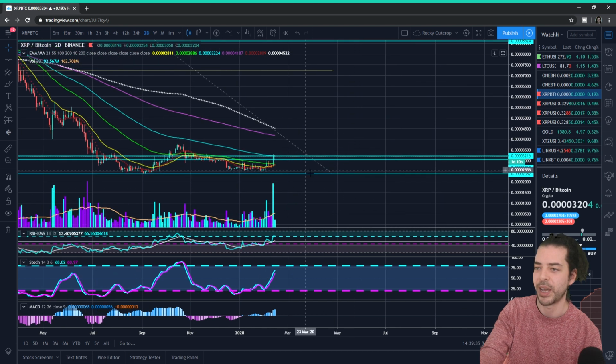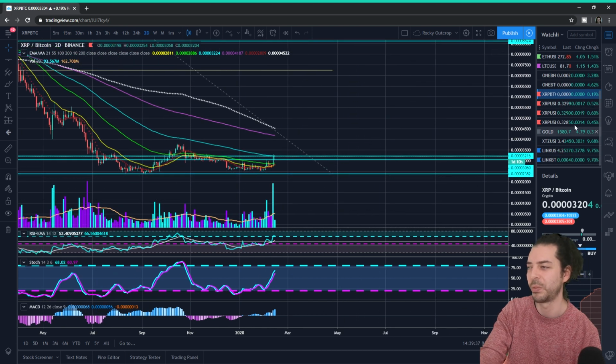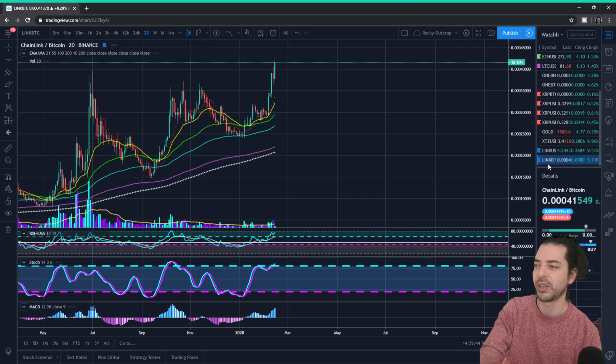But would I be surprised at all if it came down here and even made new lows? I wouldn't be, because it's Ripple that we're talking about here, right? This is Ripple. It's crazy. These things can happen. Let's take a look at Link.